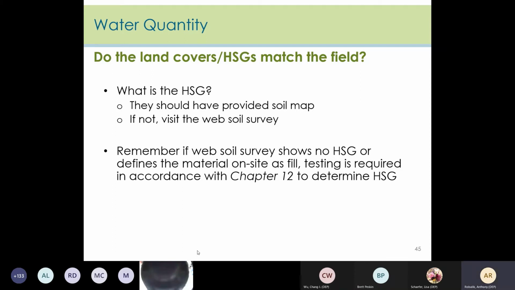If they don't want to do the testing, there is another option. They can use a conservative estimate. So if you're in the coastal plain, you could use an HSG A for existing condition, HSG D for proposed. And if you're outside the coastal plain, you could use HSG B for existing and D for proposed. And that's very conservative, and it's going to make the basin really big. But you can accept that. That's in our Chapter 12. But usually on-site testing is done.